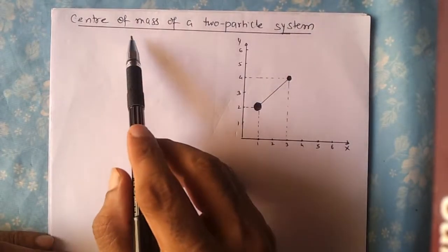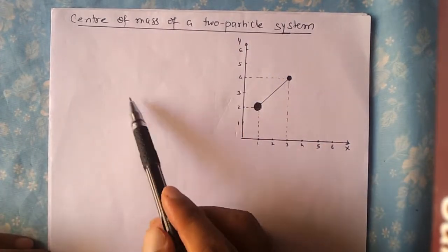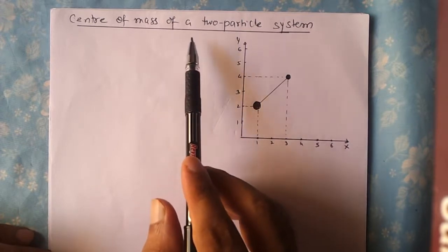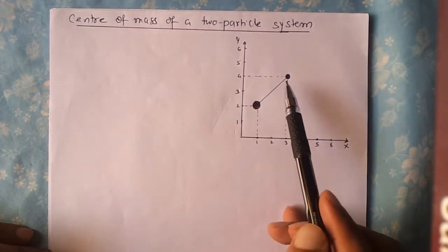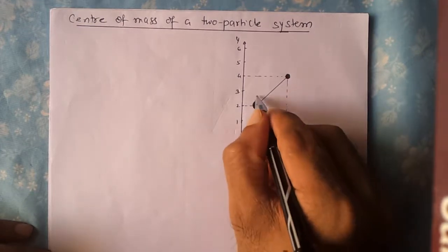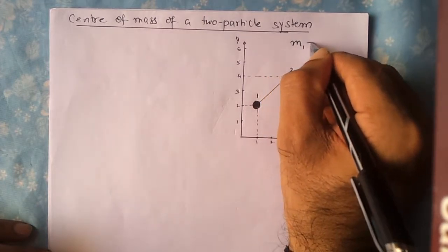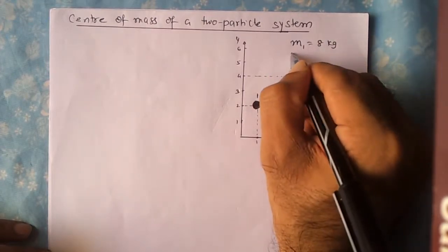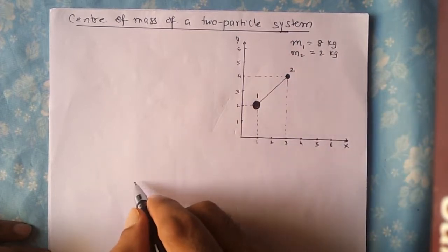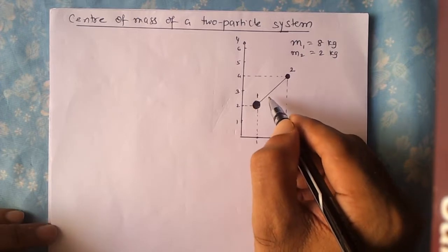In this video we are looking at center of mass of a two particle system. In the previous video we had seen center of mass of a two particle system having same masses, but in this case we're going to look at two particles having different masses. Let us say this is particle 1 and this is particle 2, and let us say their masses are different. Let us say m1 is 8 kilogram and let us say m2 is 2 kilogram. And let us say where the center of mass of this two particle system will be.